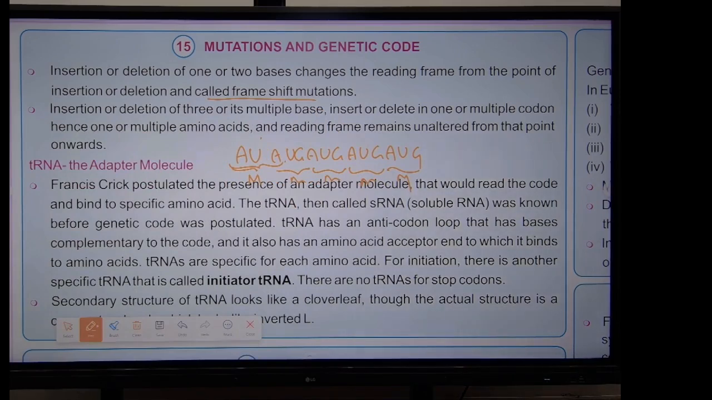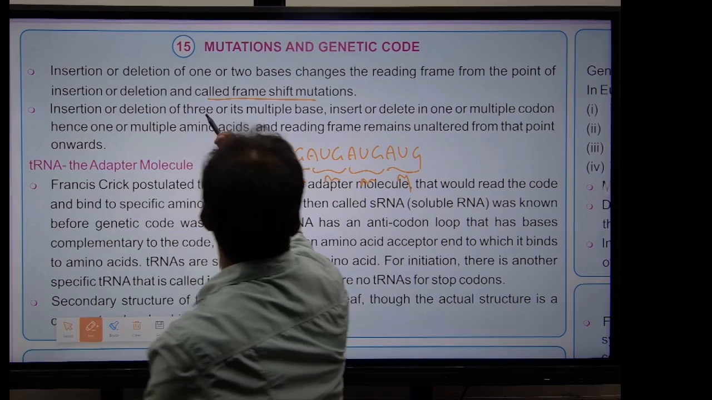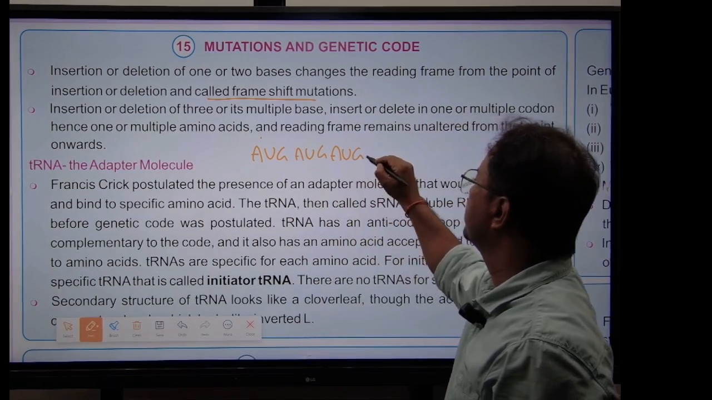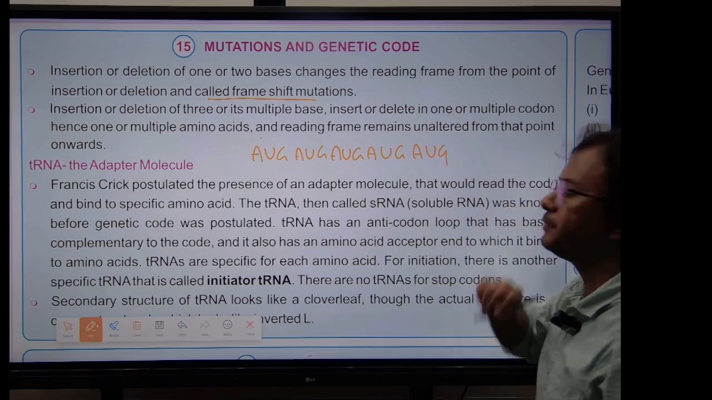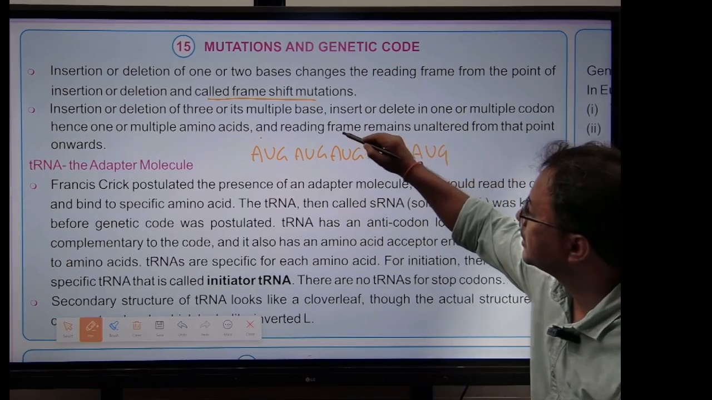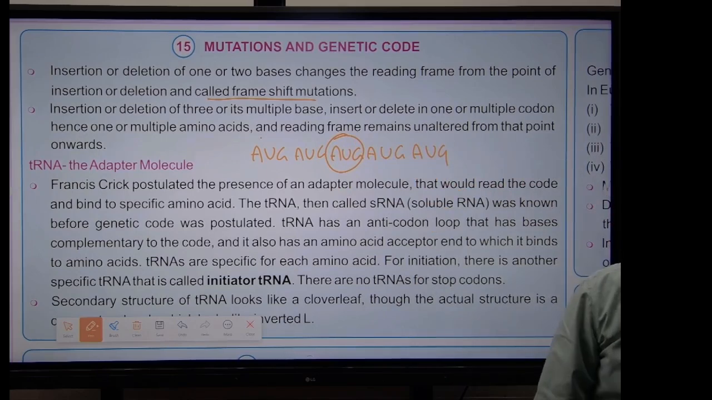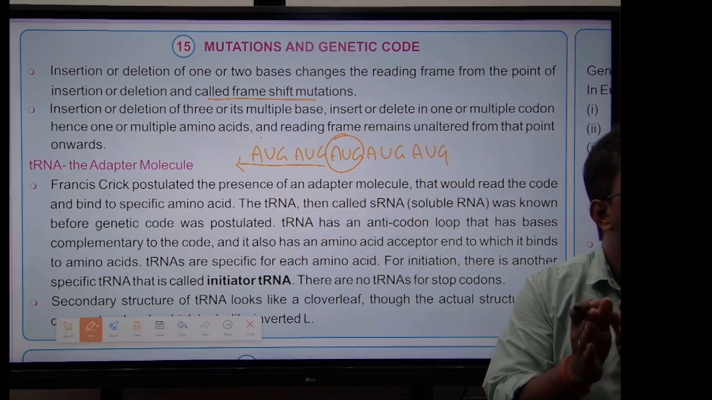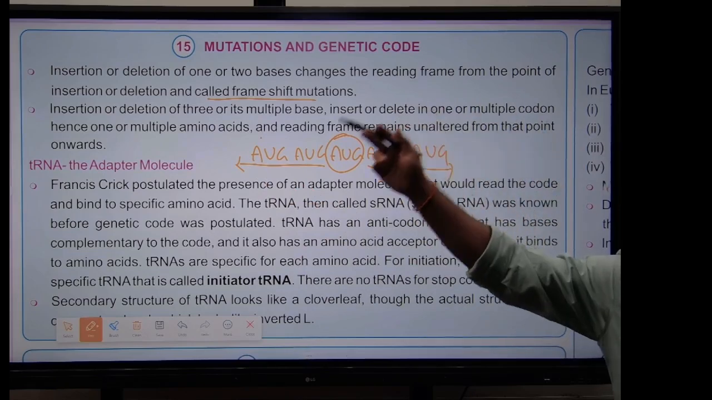And insertion or deletion of 3 bases or its multiples inserts or deletes one or multiple codons, hence one or multiple amino acids will change, and the reading frame remains unaltered from that point onwards. For example, let's say here. So these are all the sequence AUG, AUG, let's say. Now we have changed here. The frame before the insertion or deletion will be the same, but the frame afterwards will change.